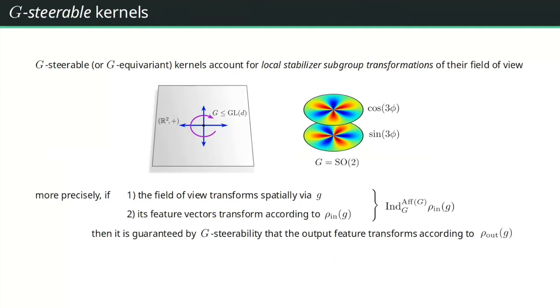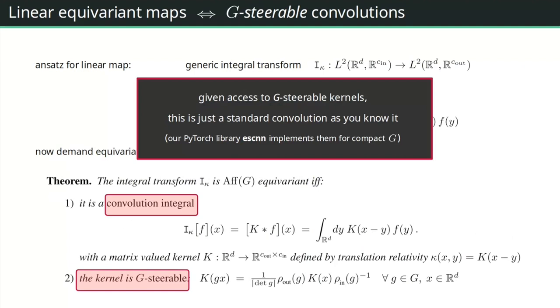So these G-steerable kernels, G-steerability, that's just the term that we use. It's actually an equivariance constraint, if you think about it, since here in the input of K we act with G, and then in the output of K we act with the tensor product action of rho in and rho out. So this is an equivariance constraint.